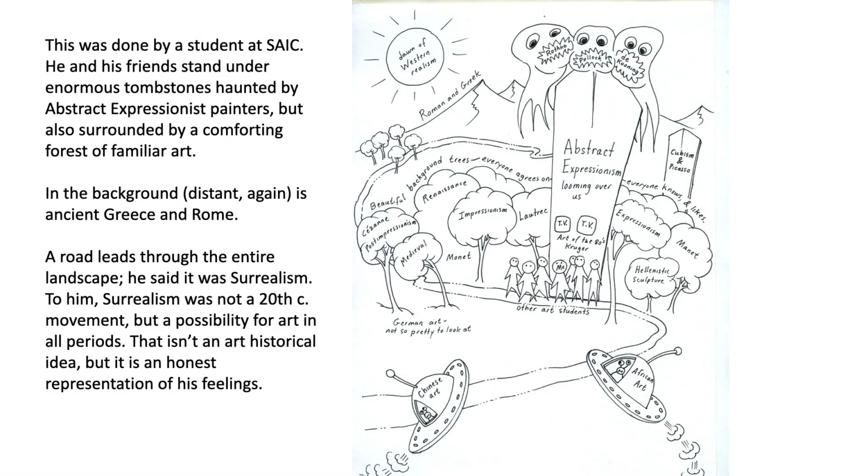This was done by a student at the School of the Art Institute. So he and his friends are in the center of the picture, standing under these giant tombstones haunted by abstract expressionist artists. Up at the top, those ghostly figures are labeled Rothko, Pollock, de Kooning.